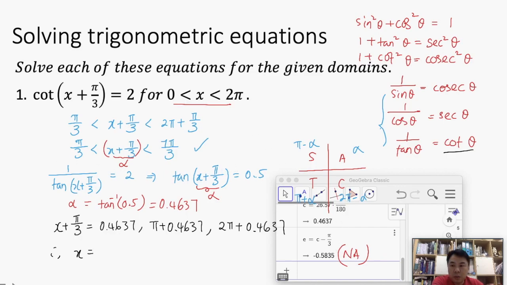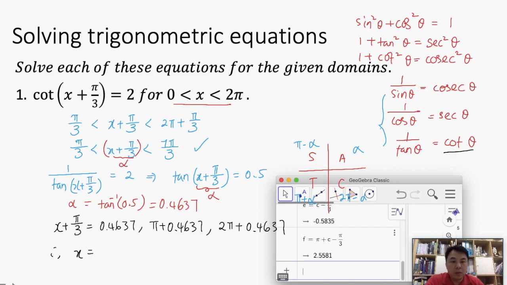So next, since this cannot be accepted, we're going to work out the second one. So let's look at the second one then. The second one will be pi add up with that, and then minus pi over 3 there.